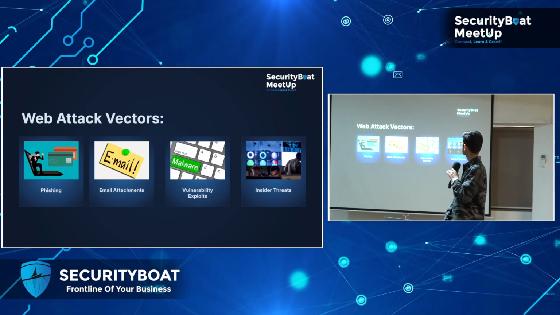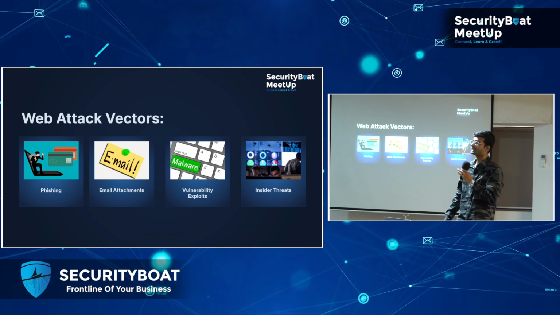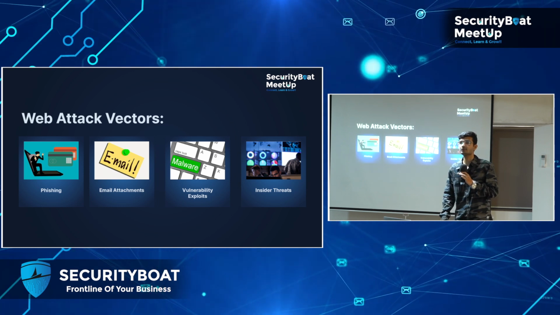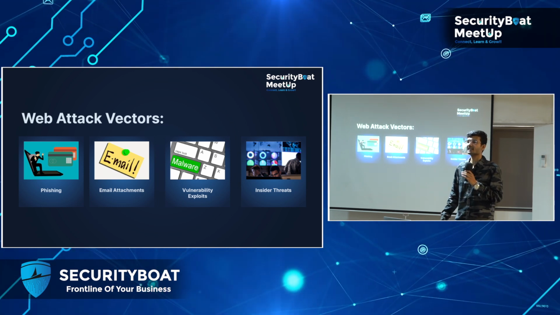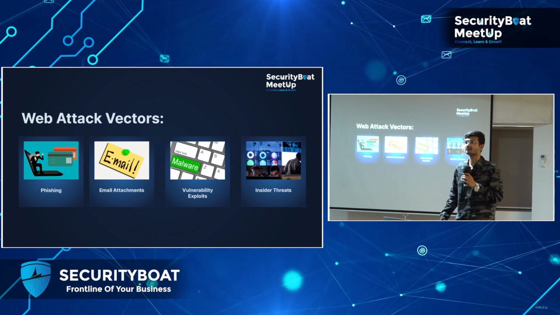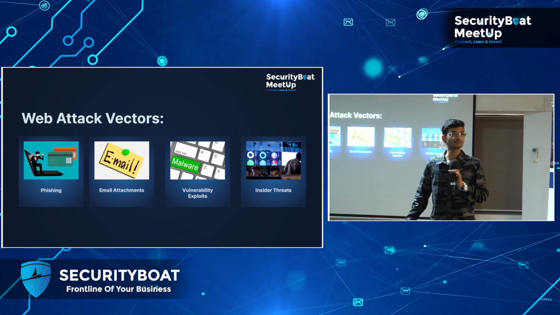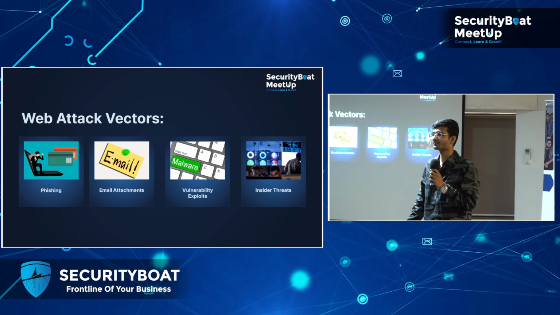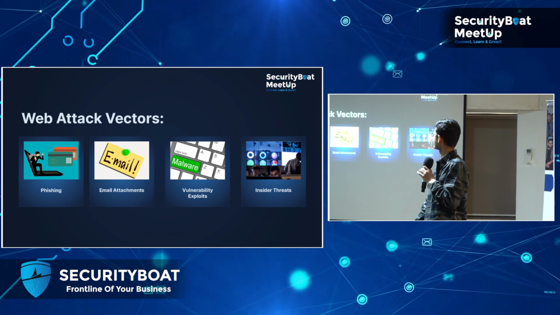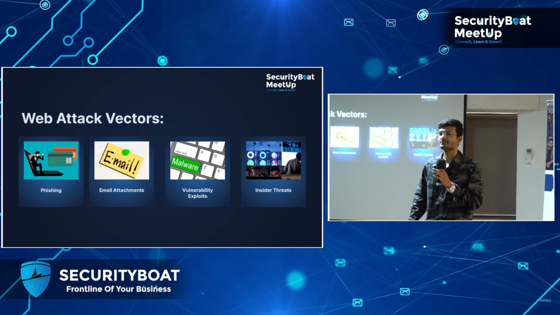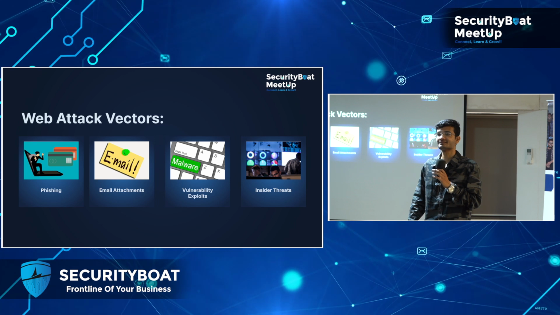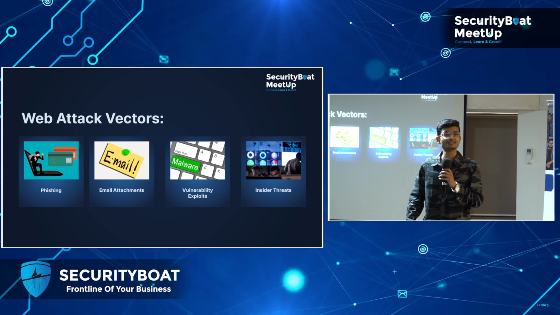Now, this is one of the best attack vectors that I wanted to talk about. First is phishing. Everybody knows what is phishing. Everybody here in the room itself knows what is phishing. But what is email attachments? Link is up?